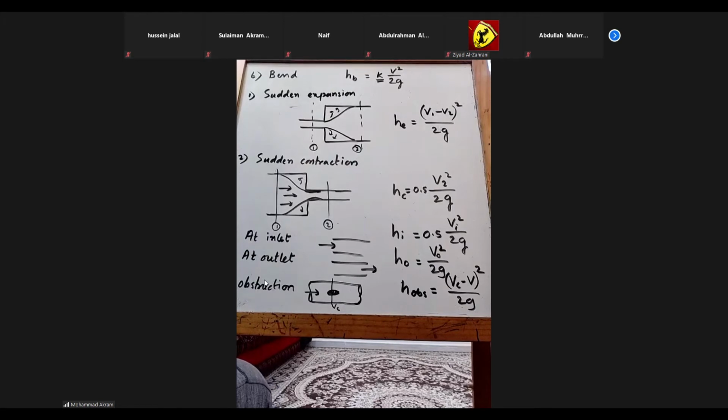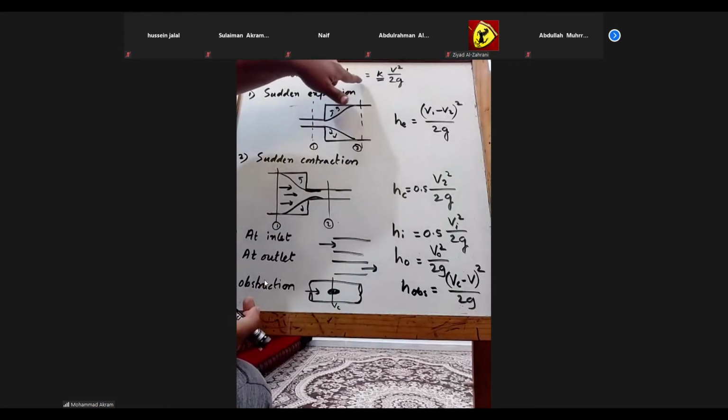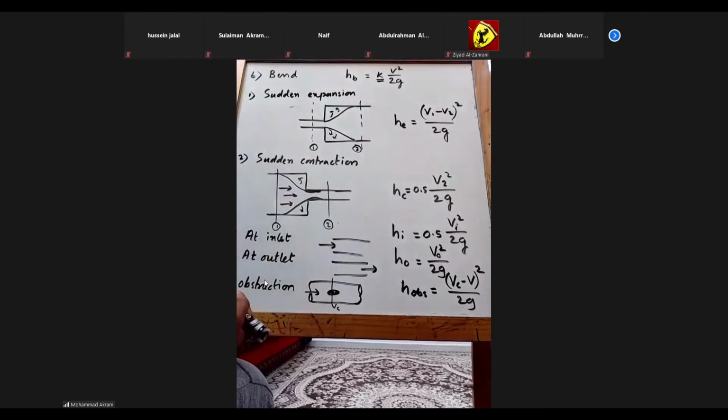Say if the bend angle is 10 degrees, then the losses will be less. But if the bend is say 90 degrees, then the losses will be high. If it is like 135 degrees, then it will be again high. So the losses due to the bend depend on the angle, this K depends on the angle and other properties. These are minor losses.